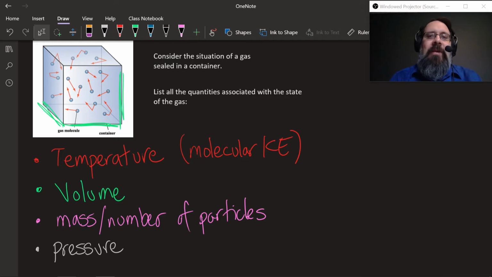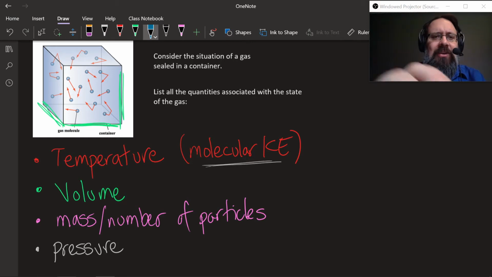Like we did in the experiment, we found that if we increased or decreased the volume, that would have an effect on the pressure. So a lot of these quantities are connected to each other and they're related very intimately to each other. And so that's the goal of this lesson, is that we want to create an equation that links all of these quantities together. One thing to notice is that we've got the molecular kinetic energy, but where's the potential energy?